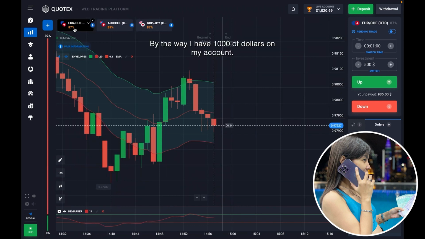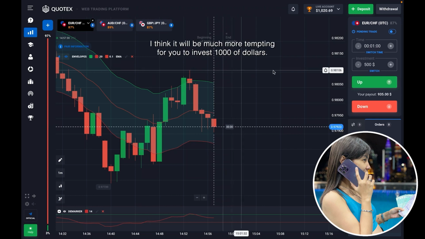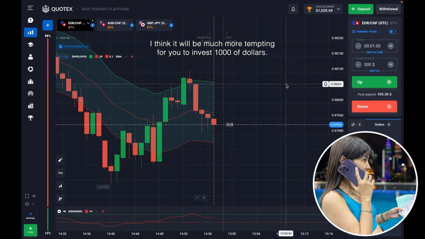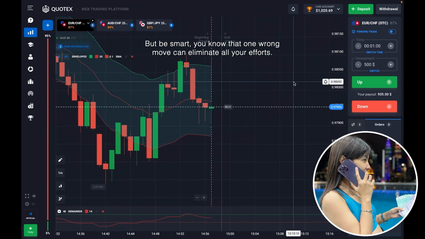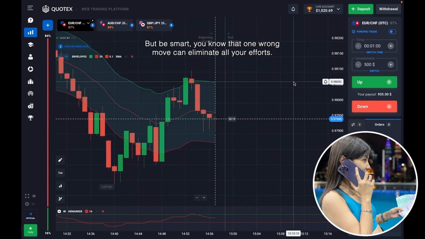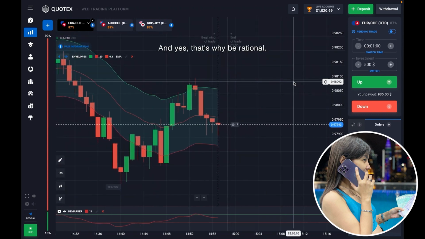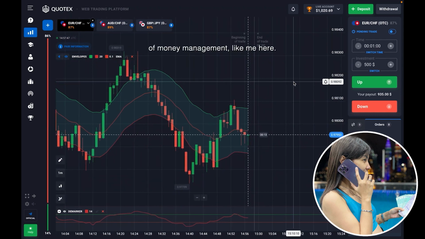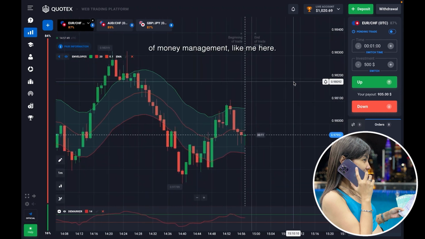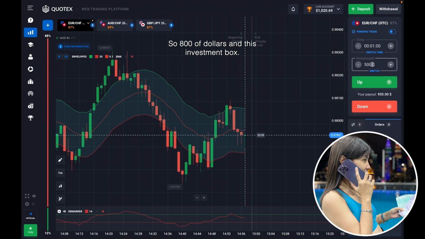By the way, I have thousands of dollars on my account, and I think it will be much more tempting for you to invest thousands of dollars. But be smart to know that one more move can eliminate all your efforts. And yes, that's why be rational, guys. Don't trade with your whole wallet and adhere to the rules of money management. It is necessary for everyone.